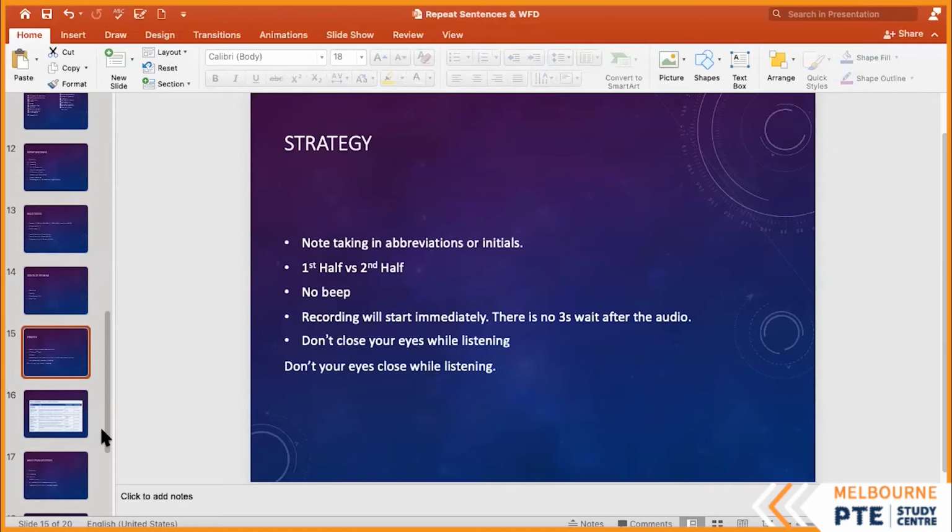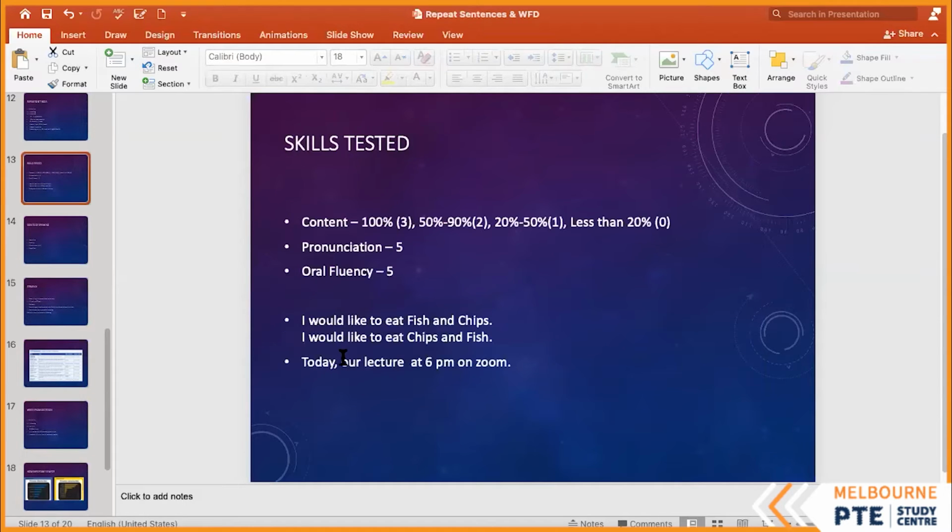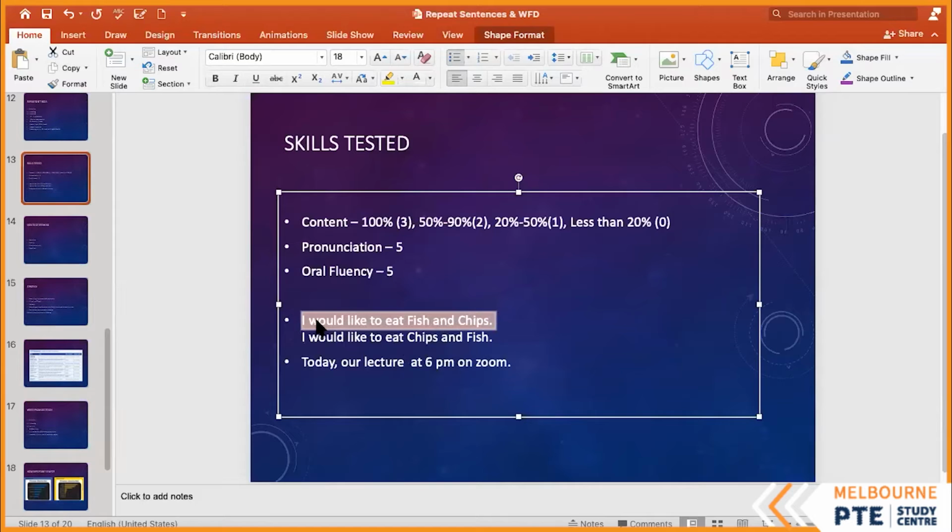Now, in write from dictation, you get marks based on 1 mark for 1 correct word correctly spelled. Again, 1 mark for 1 correct word correctly spelled. Got it? That means if I have 10 words in a sentence and I have written all 10 words and I've spelled them correctly, will I get 10 marks? Yes. Even if it is not in the same order? Suppose the sequence said, I would like to eat fish and chips, but I wrote, I would like to eat chips and fish. Will I get marks? Yes, you will. So sequence is not as important as it is in repeat sentences.